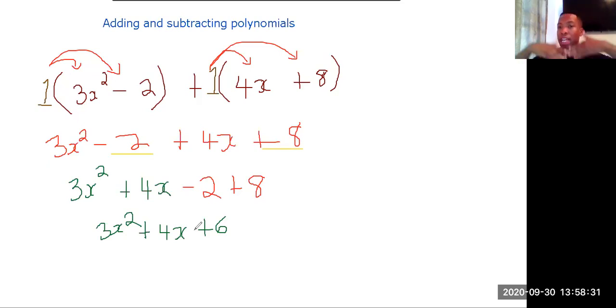And do you realize that I wrote it in descending order? Whenever I'm presenting my polynomial, I want to write it in descending order. So I start with the 2, then the 1, and then 0. All right? That's one example.